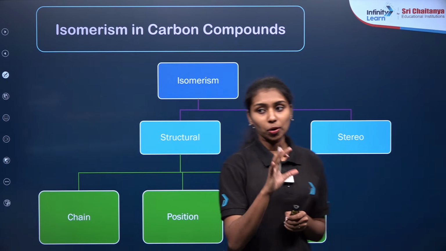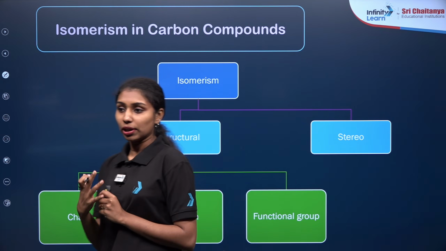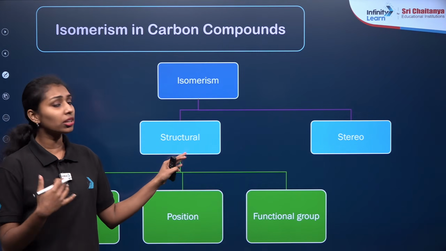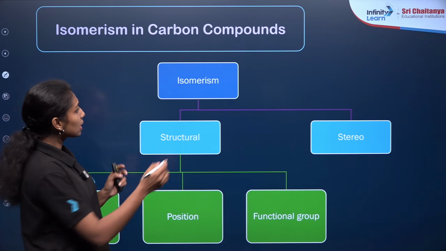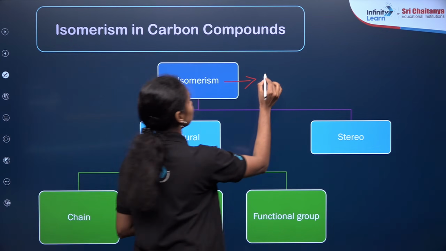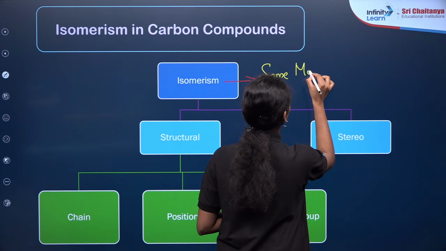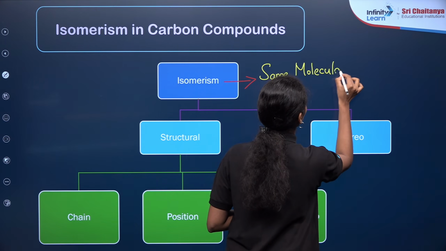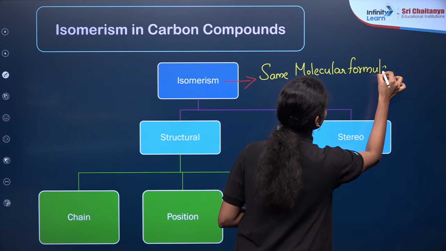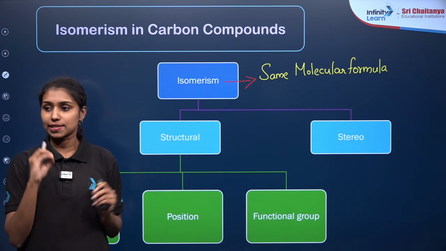Isomers means these are the compounds which have the same molecular formula, right? They have the same molecular formula, but they differ in their structure or in the position of the functional groups. So such types of compounds, having the same molecular formula but different structures or positions, are commonly known as isomers.